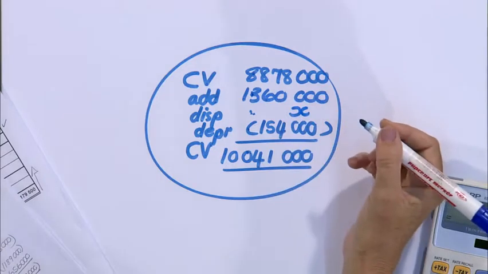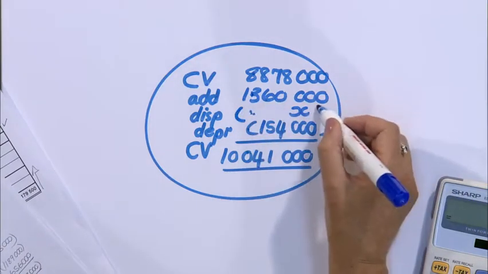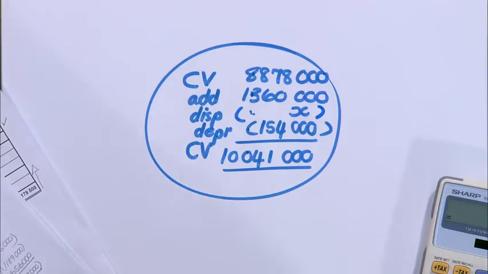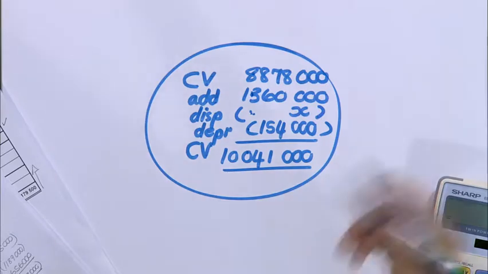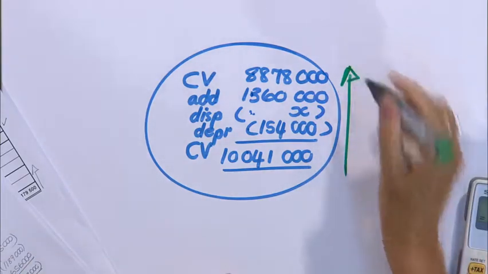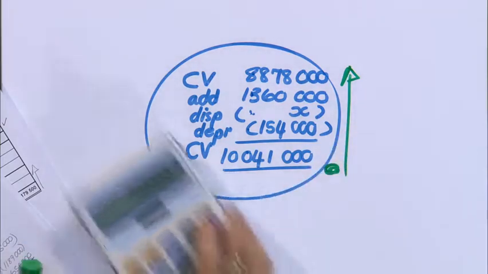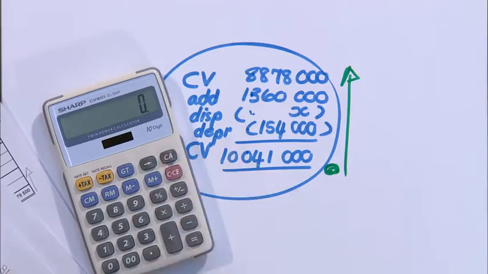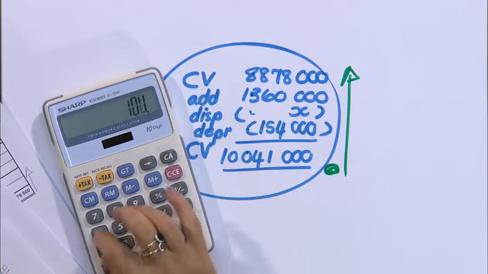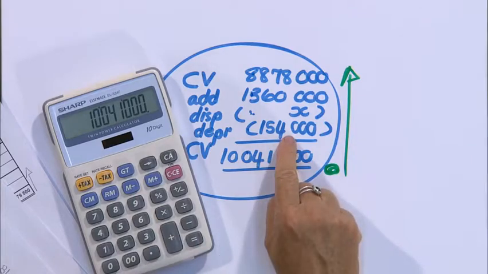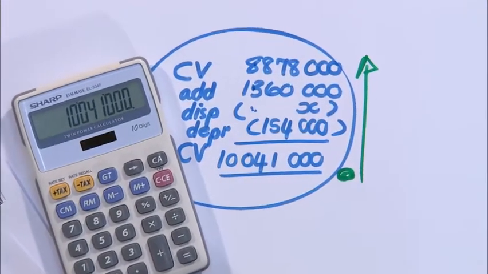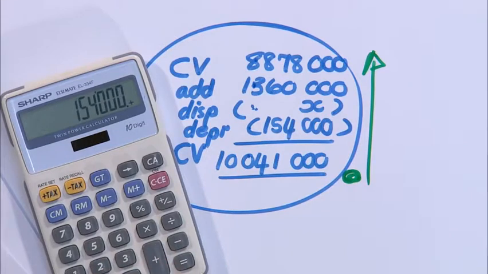Right, now if I just say this is X, I won't get the right answer. There must be a bracket. Right, remember, additions is a positive, disposals, depreciation is a negative, and now it's up to you. I prefer to work back up from the bottom. So just check what I'm typing in and you go practice at home. Right, let's see. Start with that, 10,041,000. If it was minus, then I'm reversing. I'm going up. It becomes a plus. So I plus 154,000. That was a plus. I minus it.